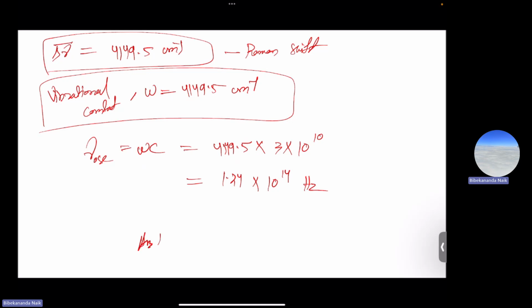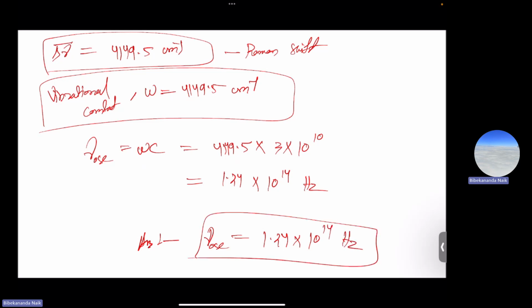So what is the answer? The frequency of oscillation is 1.24 into 10 to the power 14 hertz. I hope this is clear to everyone. These are the types of problems based on the concept of Raman vibrational spectra.